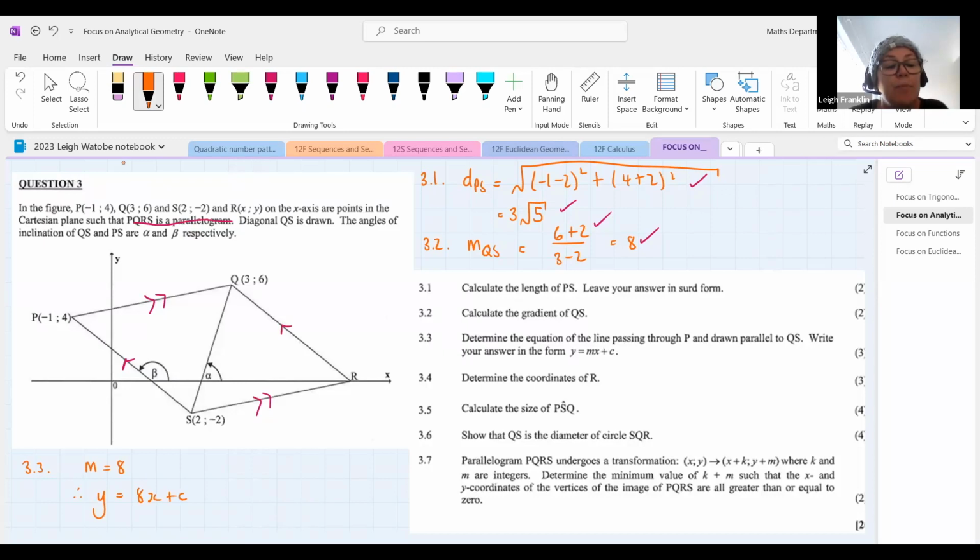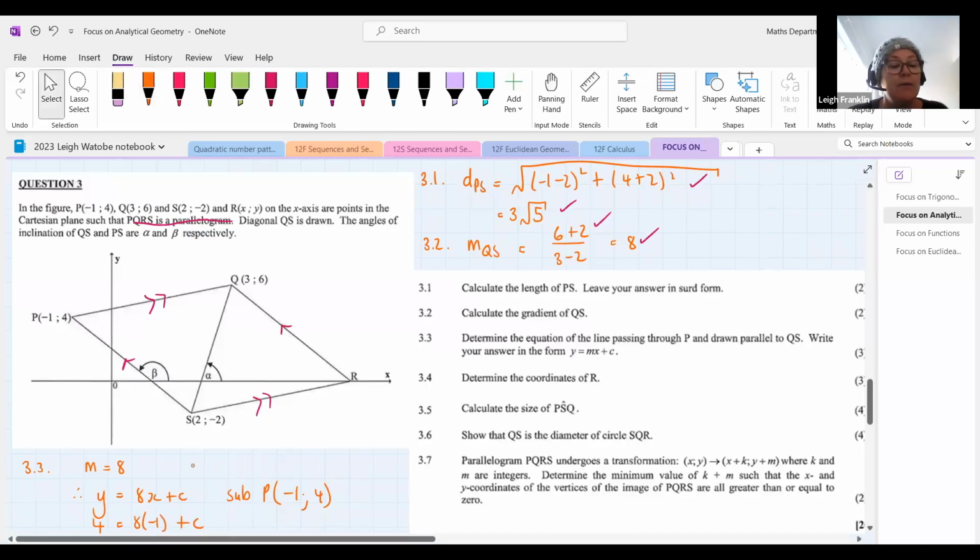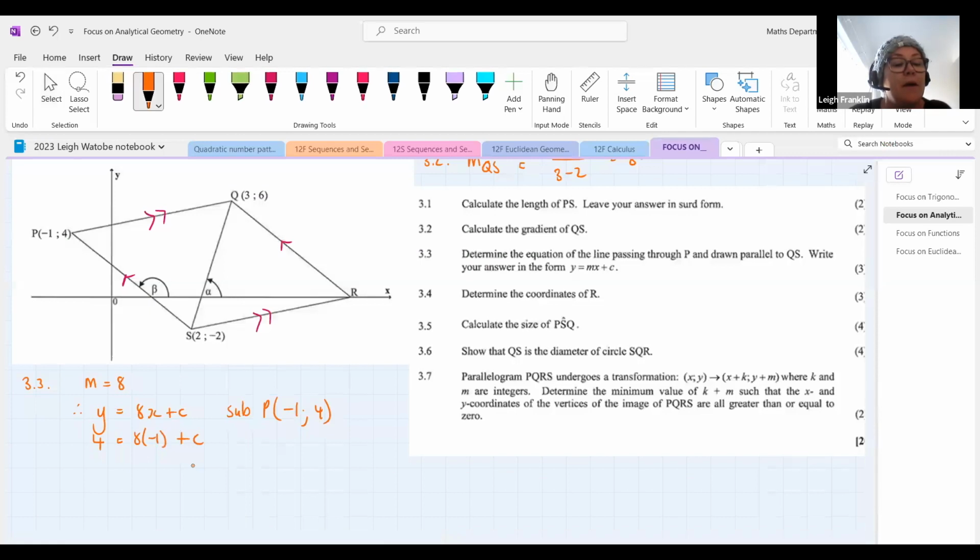It passes through point P. So now we need to sub in the coordinates of P, -1 and 4. So we've got 4 equals 8 times -1. And that means that c would be equal to 12. So it would be the line y equals 8x plus 12. Are you guys getting that as an answer?